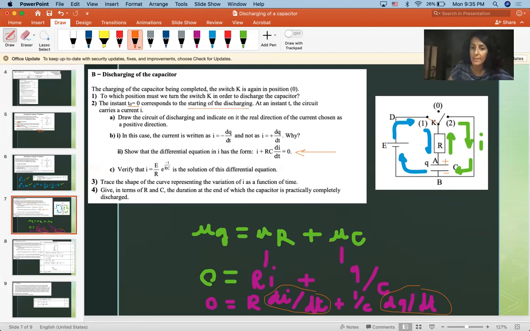But how can I get di over dt? The only way was to do the derivative everywhere. You're lucky you have the answer. Okay, verify that this is the solution. To be able to verify that this is the solution, you simply replace I by this expression. So put I in here and I again in here.